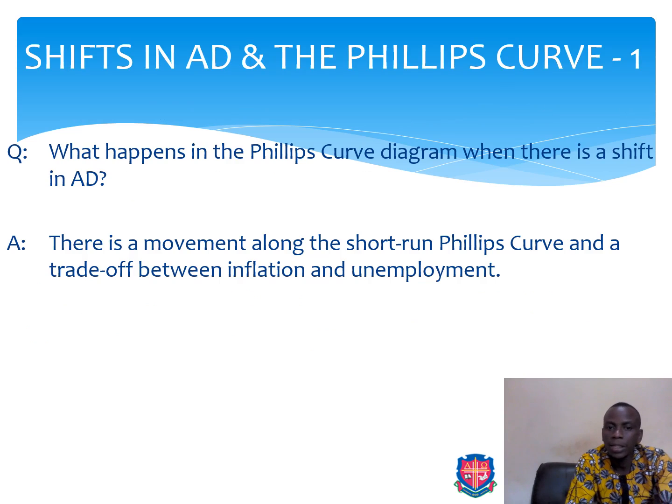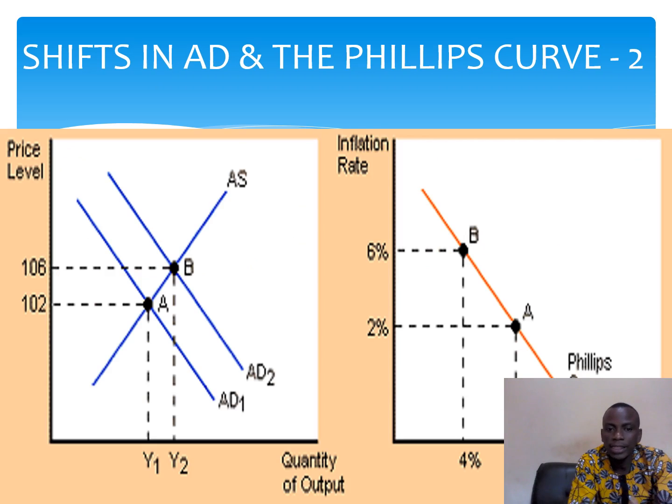Then there's this question: what happens in the Phillips curve diagram when there is a shift in aggregate demand? And this takes us to assuming there's a shift in the aggregate demand curve. How will the Phillips curve shift? So we're going to look at that relationship. Yeah, so that's illustrated by that graph. Shifts in aggregate demand and the Phillips curve.